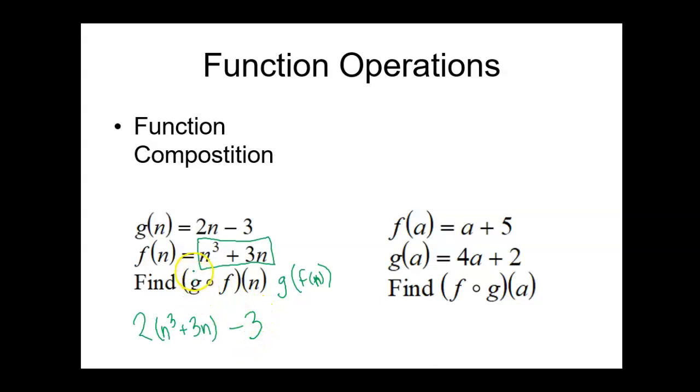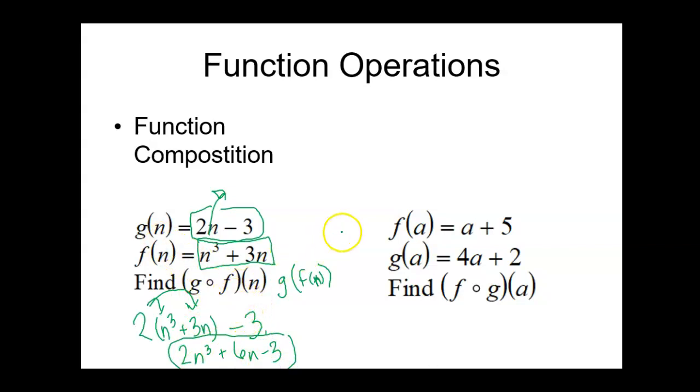Okay, so it's always the first function listed is the one that you use, and you take the n out, right? And you put parentheses in its place. The second one listed is always the one that goes inside. So n to the third plus 3n is going to be what replaces n in that function. And then you just want to go ahead and simplify. So this would be 2n to the third plus 6n minus 3. That would be function g evaluated at function f.